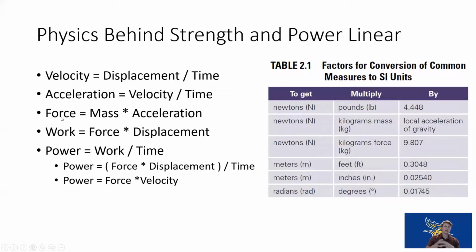Force is also a vector. It is mass multiplied by acceleration. So the amount of mass multiplied by how fast its velocity is changing will equal our force. Or we could say that force divided by the mass will equal our acceleration, or force divided by the acceleration will equal the object's mass. It will work in all of these different directions.